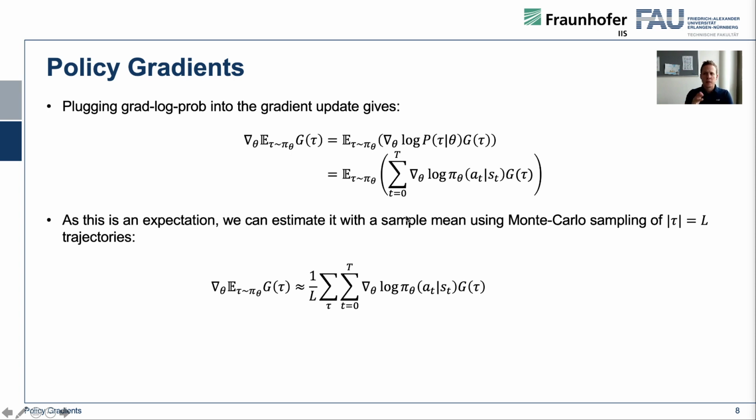Yeah, so you can simply do this, and depending on how good your returns are, you would increase the probability of taking these actions. So if they are leading to much more reward, you would increase them a lot. If they're leading to positive reward, you would increase them a bit. If G would be negative, you would even decrease them.